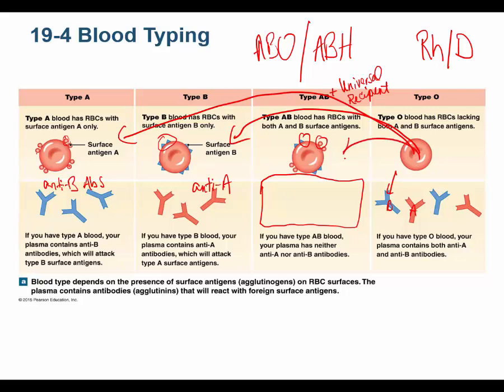You could give this O blood to an AB person. They don't make any antibodies. They're a universal recipient, but even if they did, the O blood cells don't have any antigens. So the type O person is called a universal donor.